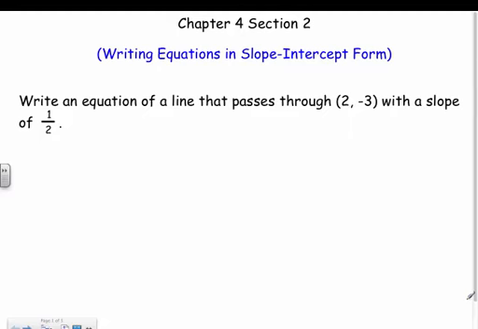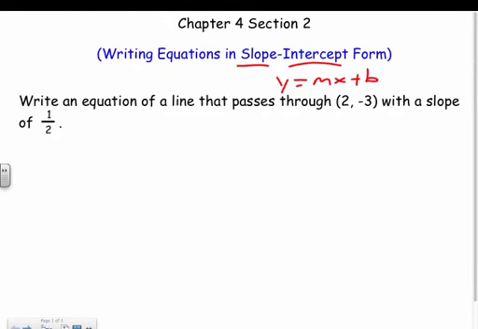We got started with slope-intercept form yesterday, so we're going to continue with that. We're just going to find that equation given some different information. First of all, it says write an equation of a line that passes through (2, -3) with a slope of 1/2. So it's still the same thing. I need a slope and I need a y-intercept for our y equals mx plus b.